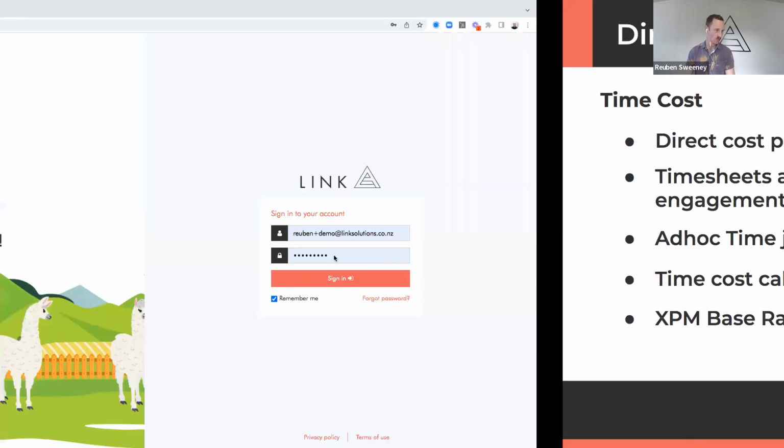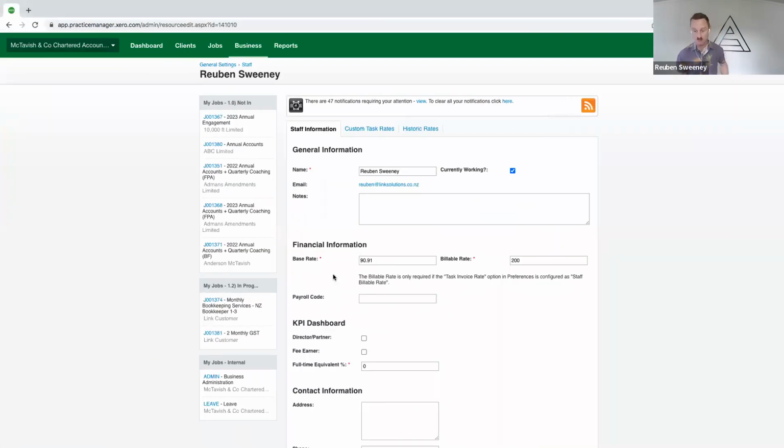$90.91. There's a direct cost, or our best guess at a direct cost of an hour of Ruben's time. So whenever Ruben does a timesheet, two values will be applied. This will be the direct cost, and this will be the billable value, the rate that gets eaten away at the budget for that job.